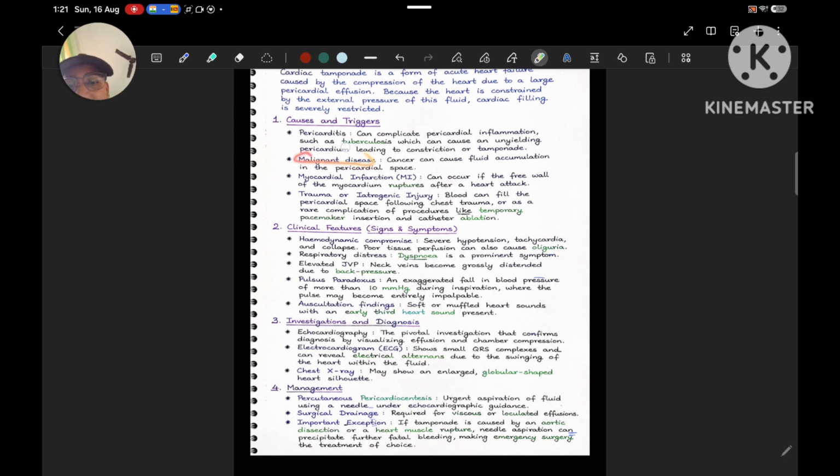So what is the malignant disease? Cancer also causes fluid accumulation in the pericardial space, thus causing cardiac tamponade. Another is the myocardial infarction.